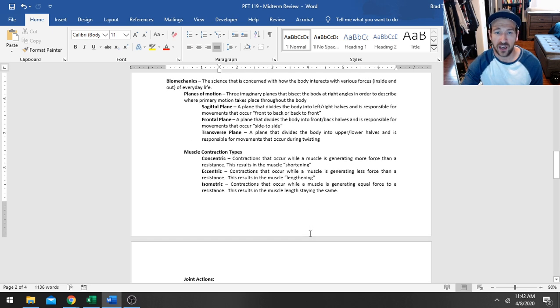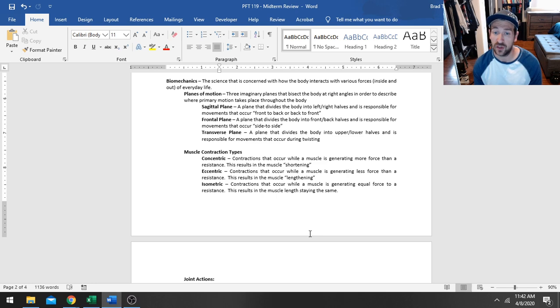So now let's go ahead and talk a little bit about things like flexion, extension, and stuff like that, right? So we have to understand biomechanics. Biomechanics is the science concerned with how our body actually interacts with the various forces of everyday life. Those could be internal forces like your body itself, or external forces like you trying to lift a dumbbell. So first, we'll talk about planes of motion.